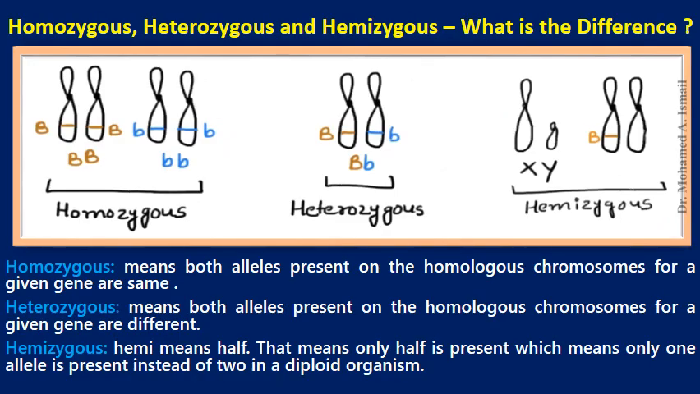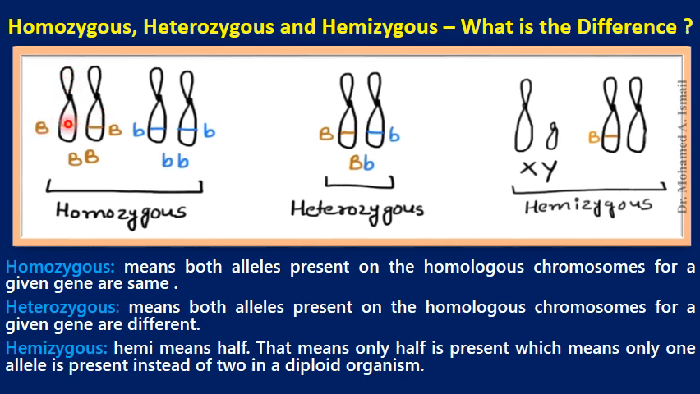There is also a misconception between the following terms: homozygous, heterozygous, hemizygous. What is the difference between them? Okay. Now, firstly, what is the meaning of homozygous? Homozygous means both alleles present on the homologous chromosomes for a given gene are the same.